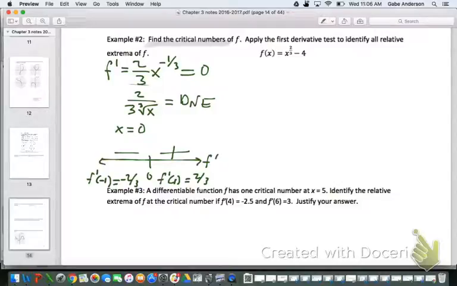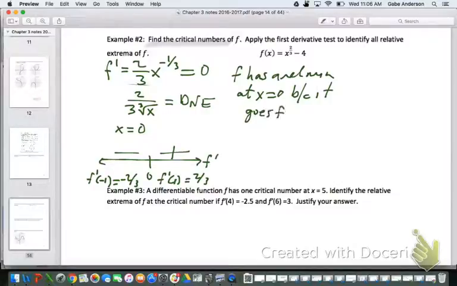Maddie W., what kind of a conclusion justifying statement did you have? I said f has a relative minimum at x equals 0 because it goes from negative to positive at x equals 0.